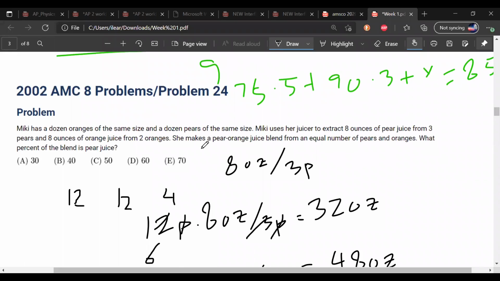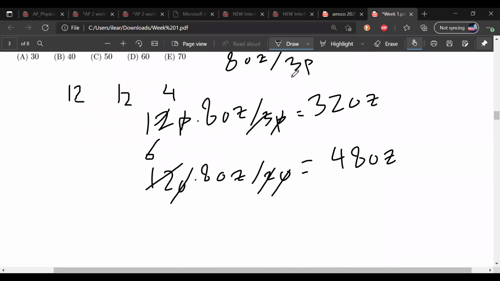All right. So what percent of the blend is pear juice? So we have 32 ounces of pear juice, 48 ounces of orange juice. Can anyone tell me the percentage?